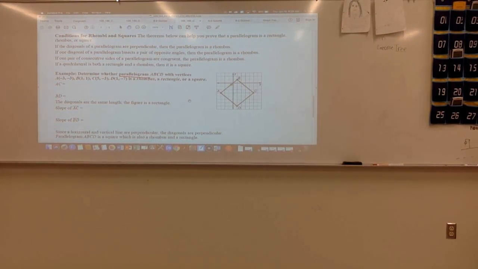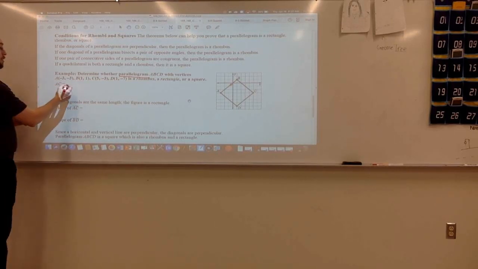Okay, because we have a few special properties for the diagonals for both a rhombus and a rectangle. Right, we know that in a rectangle, the diagonals are congruent. And we know in a rhombus, the diagonals are perpendicular. So, let's find the length and the slopes of the diagonals. That's going to give us a lot of information.